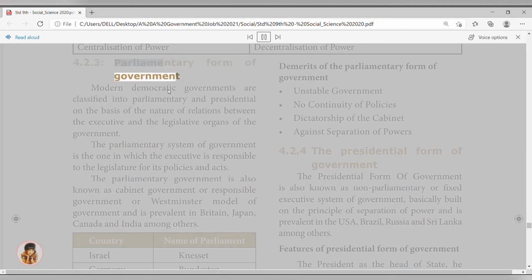Parliamentary form of government. Modern democratic governments are classified into parliamentary and presidential on the basis of the nature of relations between the executive and the legislative organs of the government. The parliamentary system of government is the one in which the executive is responsible to the legislature for its policies and acts. The parliamentary government is also known as cabinet government or responsible government or Westminster model of government and is prevalent in Britain, Japan, Canada, and India among others.